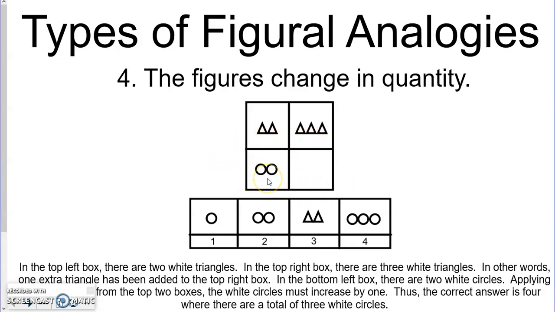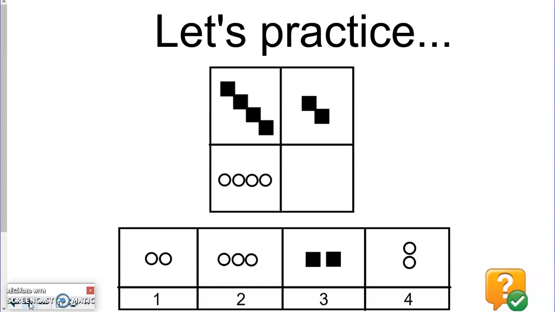So look at figure 3. Figure 3 has 2 circles. If we increase the quantity, or we go up by 1 circle, which is like we did at the top, then the answer to this analogy would be what you see in number 4, because number 4 has 3 circles. All right, let's practice by looking at some examples.